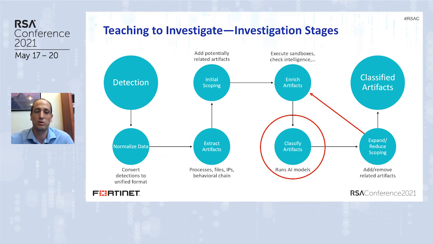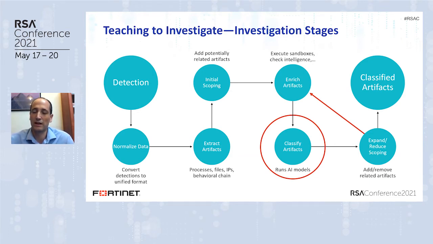Next, we will try to scope the incident. Scoping means that we will try to see everything that was affected by the incident. And the better we do that, the more accurate the response will be, and more on that will be discussed later. Next step is enrichment. During the enrichment phase, we will execute sandbox, check intelligence, and basically leverage everything at our disposal to get as much information as we can on each of the artifacts.